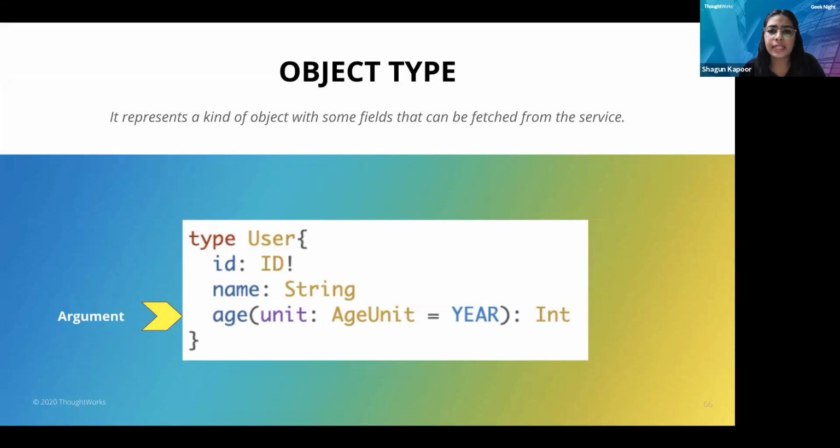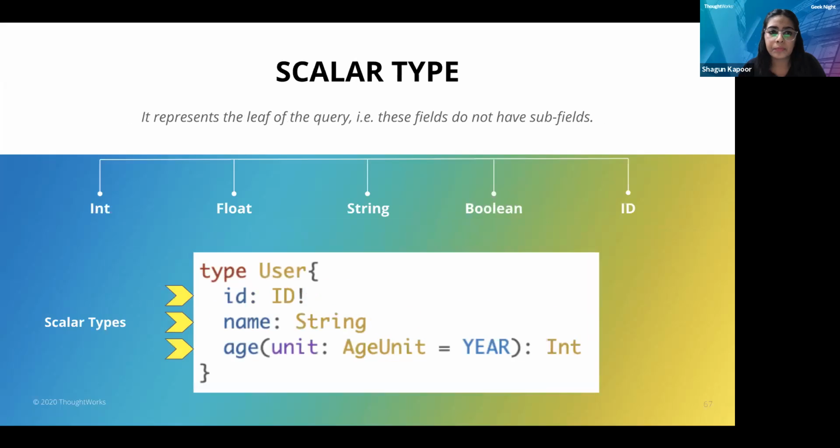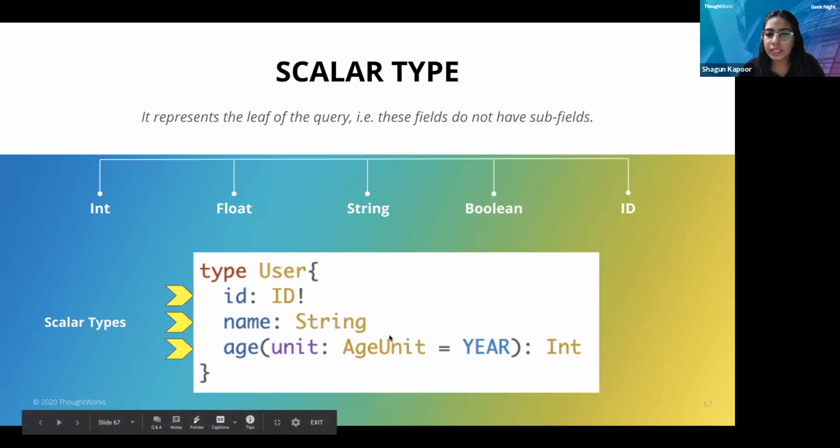Now let's move on to the next type, which is the scalar type. A scalar type represents the leaf of the query, and these fields do not have any subfields. For example, we have five kinds of scalars, which are int, float, string, boolean, and id. In the example given below, we can see that the id field is of type id, the name field is of type string, and the age field is of type int.